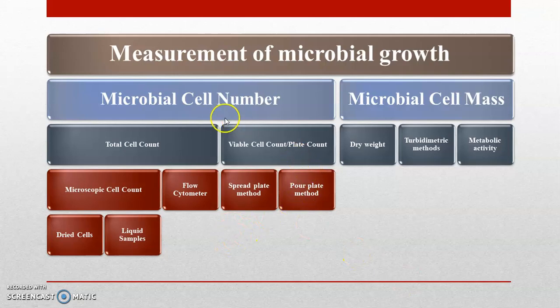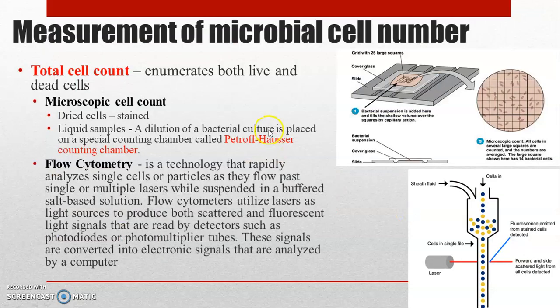The microbial growth can be measured by taking microbial cell number or by measuring the microbial cell mass. Microbial cell number can be counted by total cell count or by taking viable cell count. Total cell count can be done by microscopic methods or by doing flow cytometry. Microscopic cell count can be done for dried cells as well as for bacterial cells in liquid samples. Viable cell count can be done by spread plate method and pour plate method. Then microbial cell mass can be measured by taking dry weight or by doing turbidimetric methods or by measuring metabolic activity. Now let us see the details.